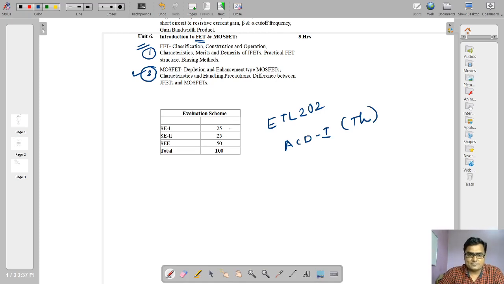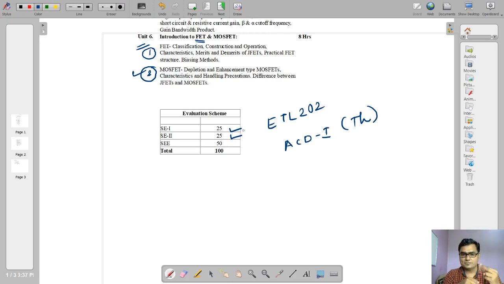SE1 is for 25 marks, and SE2 is again for 25 marks. It means in the whole semester, you have to face 2 semester exams of 25 marks each. The first semester exam is held in August or September, and in February or March you will face SE2. So these two exams hold 25 marks each.